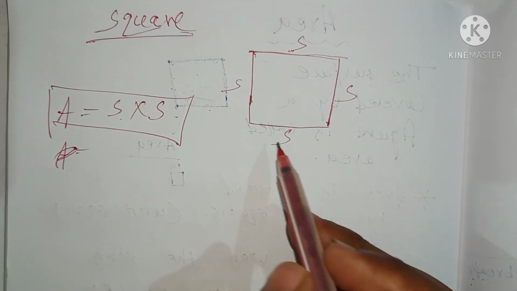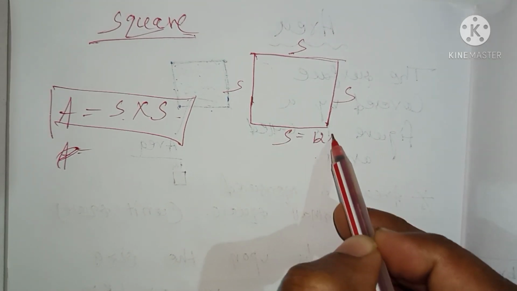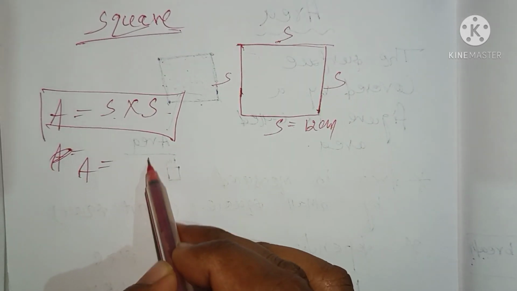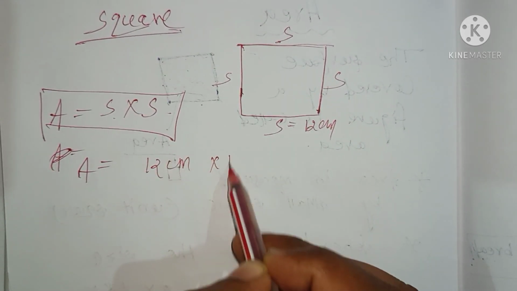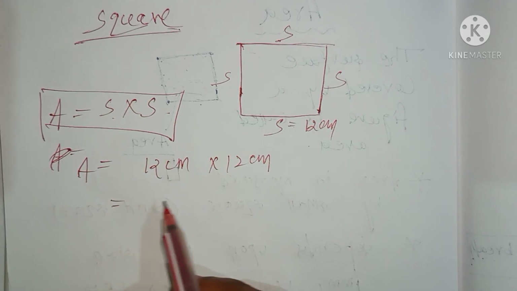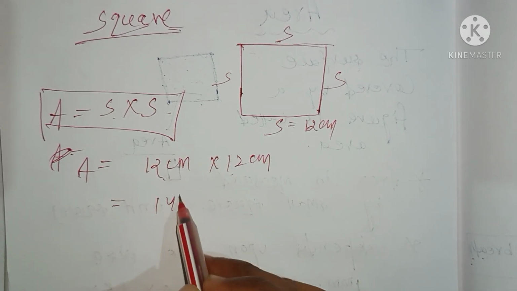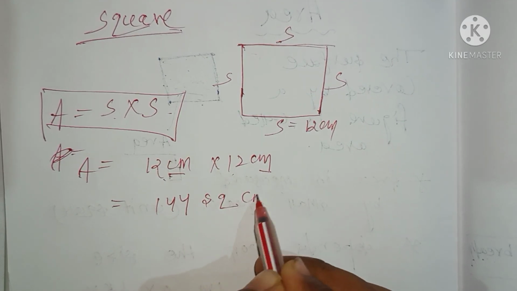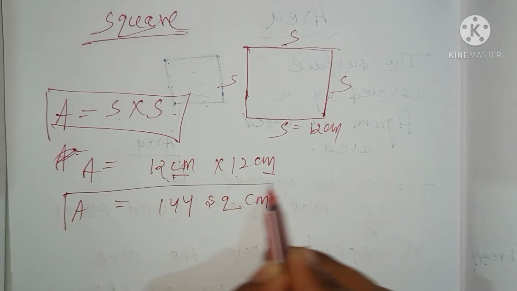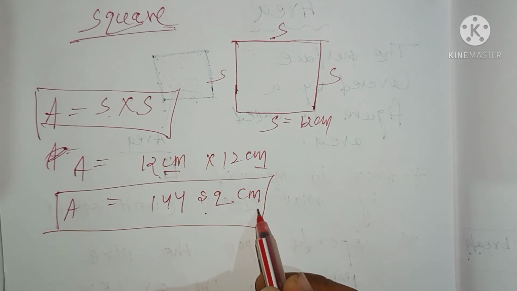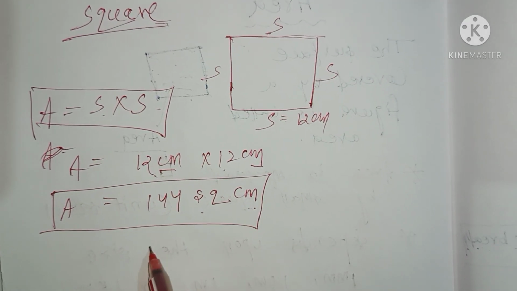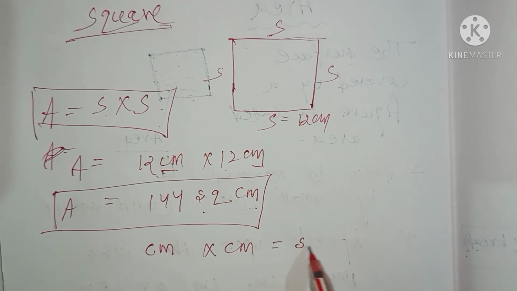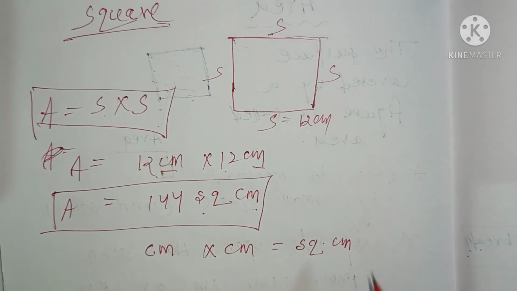Let me do an example. Suppose this side is 12 centimeter. Okay. So how will the area be? That side means 12 centimeter multiplied by 12 centimeter. So 12 into 12, that is 144 centimeter into centimeter, that we will write square centimeter, because area we always write in a square unit, that is square centimeter. Okay, so see one more thing, if you multiply centimeter by centimeter, you will get square centimeter.